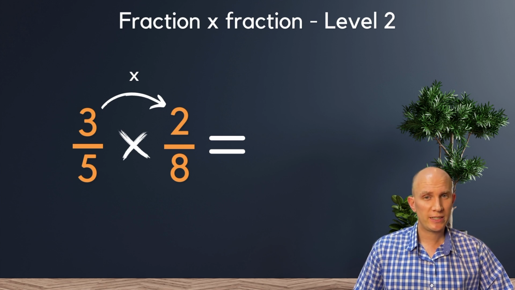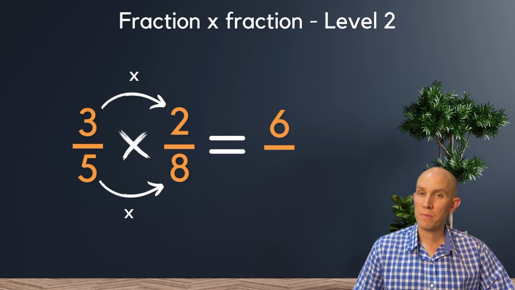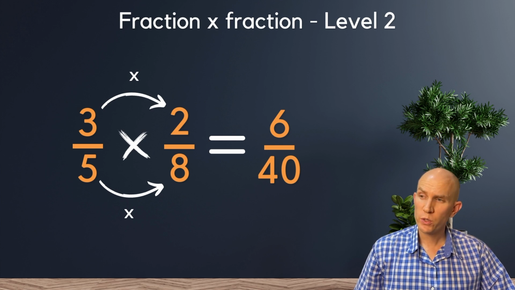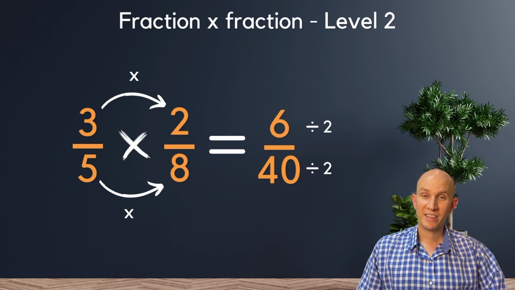Here we're going to do exactly the same, multiply the numerators together and multiply the denominators together. So this will result in 6 out of 40, which is a fraction that can be simplified. Now, when we talk about simplification, we're thinking of a number that can be divided into both the numerator and the denominator. And that looks a little bit like this.